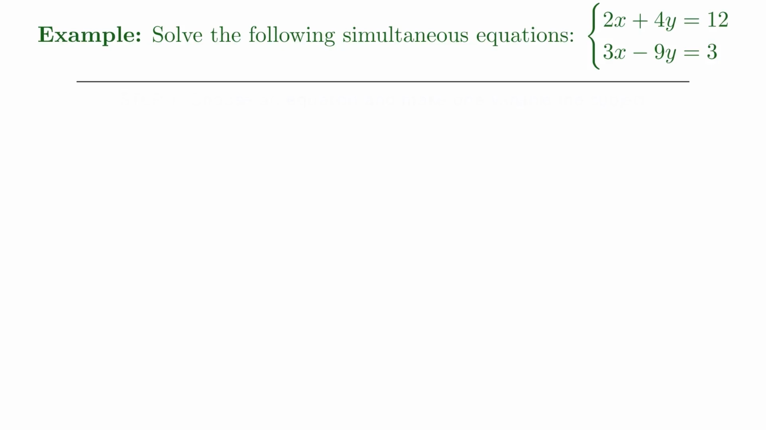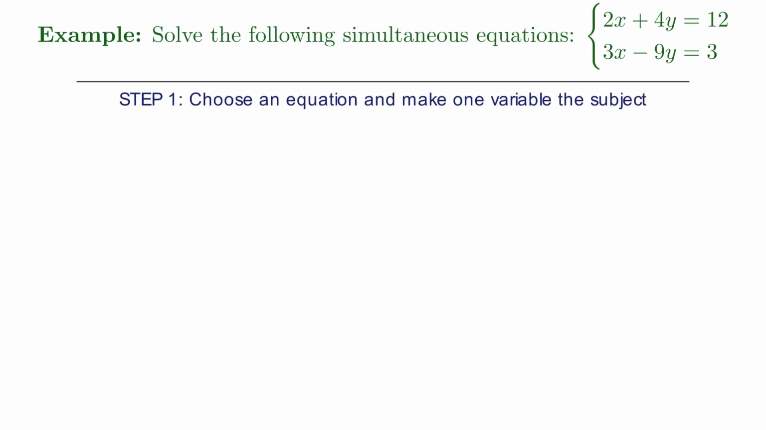So the first step is to choose one of the equations and decide which of the variables you're going to make into the subject. So I'm going to pick the first equation, 2x plus 4y equals 12, and I'm going to rearrange this to make x the subject. So subtracting 4y on both sides, dividing by the 2, I get that x is equal to 6 minus 2y.